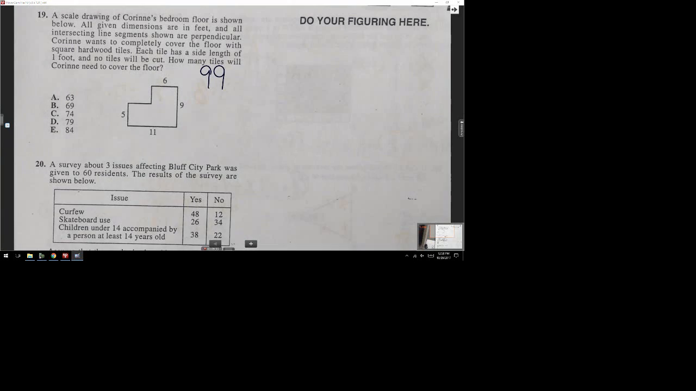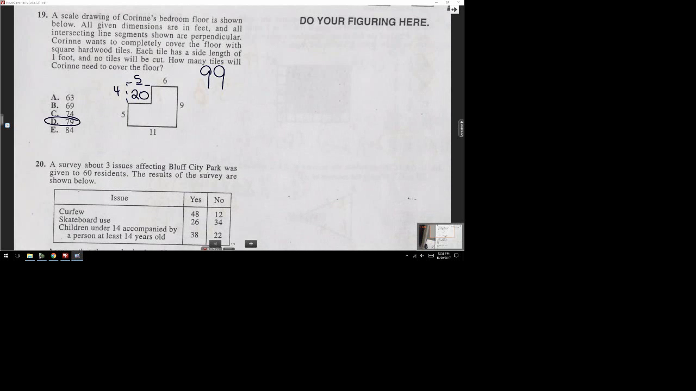Okay. And then you can just find this little piece, which if the whole piece is 11 and this piece is 6, how much is this one? 5. And if the whole piece is 9 and this piece is 5, that's 20. Subtract them and you get 79.